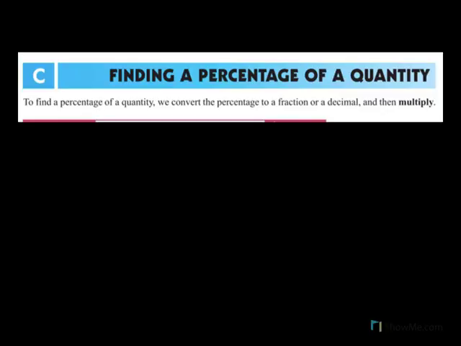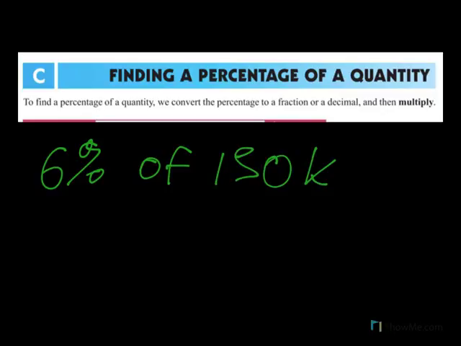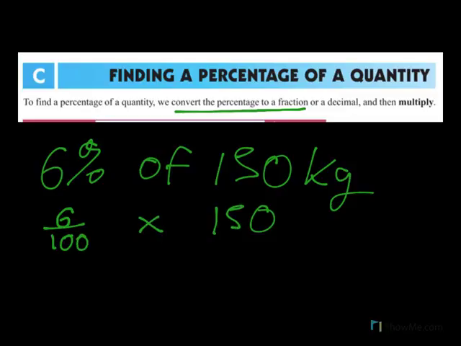Okay, to find the percentage of a quantity. Quantity is like an amount of something. Basically, we convert the percentage to a fraction or a decimal and multiply. For example, here we have 6% of 150 kilograms. How much is this? The first step is to convert the percentage to a fraction or a decimal. We'll do both. 6% as a fraction would be 6 over 100, and then of course of is to multiply. You simply go 6 over 100 times 150, and you will get your answer.